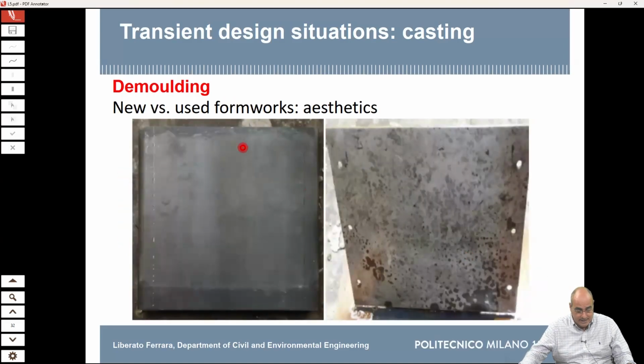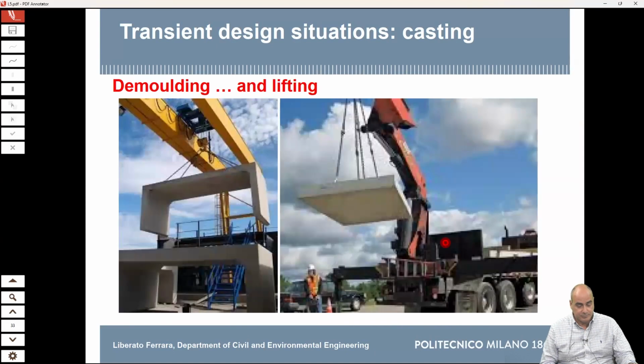And here you can see a new versus a used formwork, which can be the aesthetics problem. If your customer asked you some specific aesthetic requisites and you give him this, he will simply send it back to you and you won't get paid. That is the most immediate outcome that you can get.